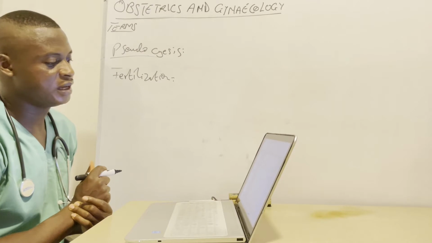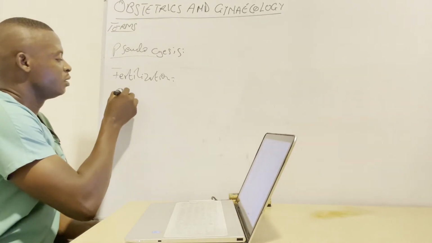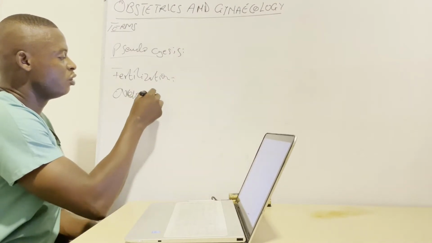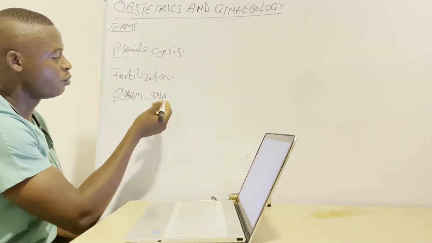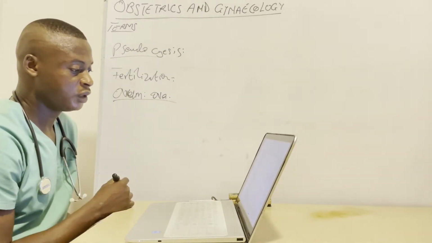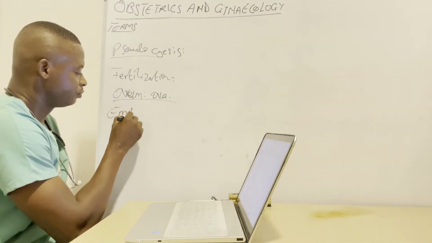Now let's look at the ovum. The female reproductive cell. It is also used to describe the fertilized ovum during the first 3 weeks of pregnancy, which we call the zygote. So the ovum is the female sex cell, okay? The plural we call the ova. So what we call the egg is what we call the ovum in Obs and Gynae or under midwifery.